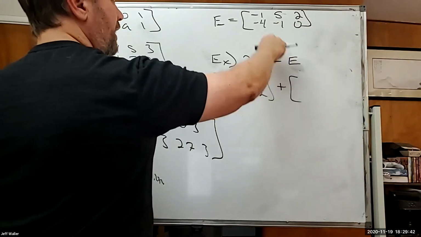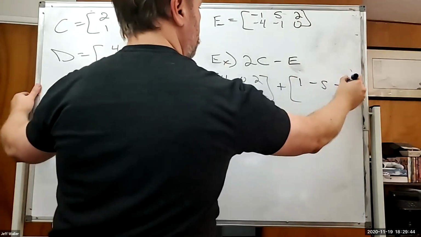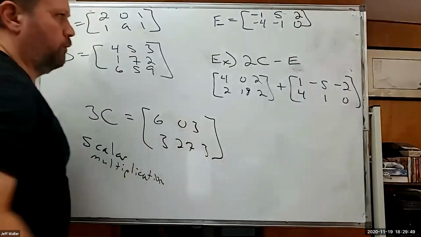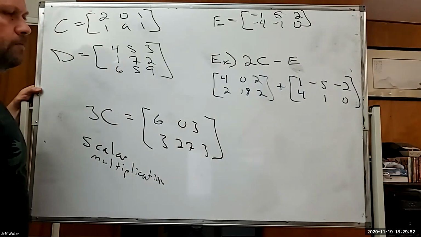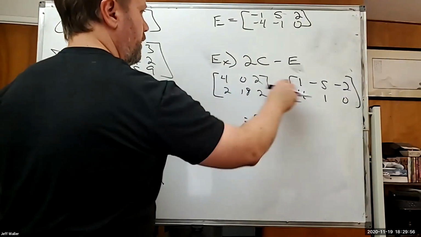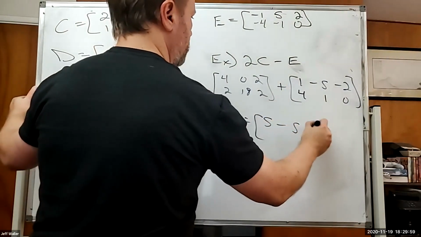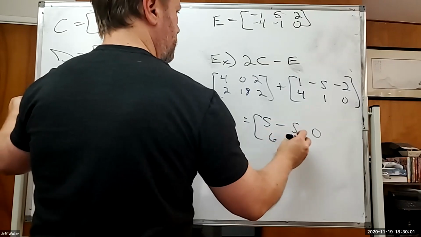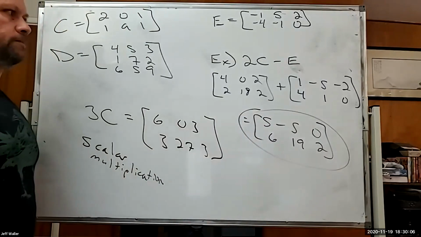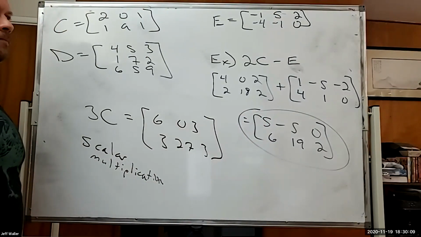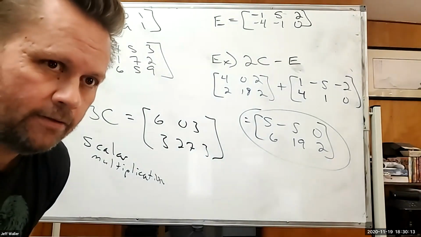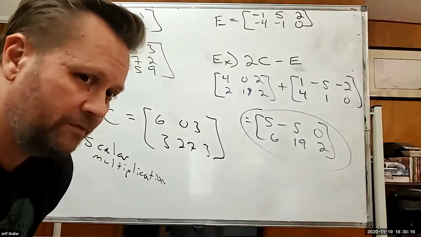Negative mistakes are really easy to make in the brain. So I just bring a negative through and I just change all the signs. And now you just add them together. It's easy. So now you get 5, negative 5, 0, 6, 19, 2. Is that cool? Everybody cool? That's nice. Right? You should be like, oh, Jeff, let's do more of this.